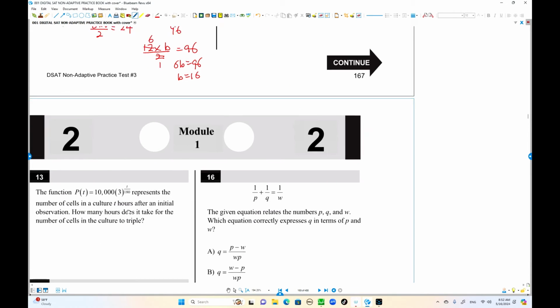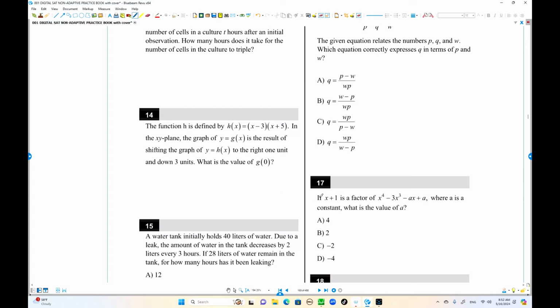Here is number 14. So we have function h. This is right. Okay. x minus 3, x plus 5. So another function is a transformation. The result of the transformation is over here. Shifting to the right 1 unit. So you can replace x with x minus 1. That is 1 unit to the right. After you find this one, you can minus 3. Or instead of y, you can replace it with y minus 3, okay? That is y plus 3.